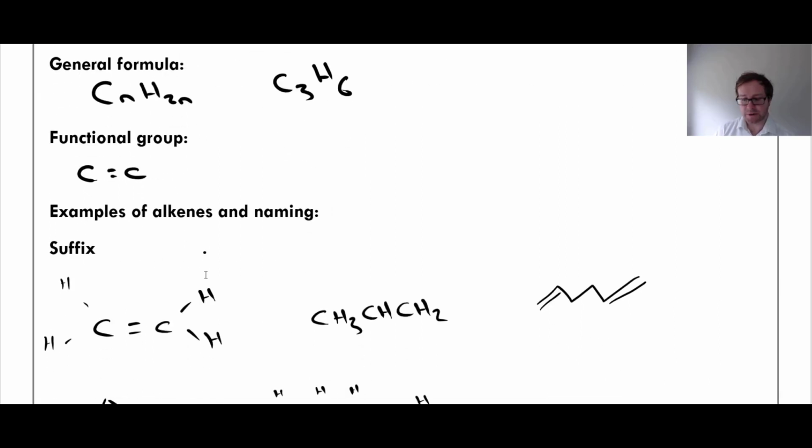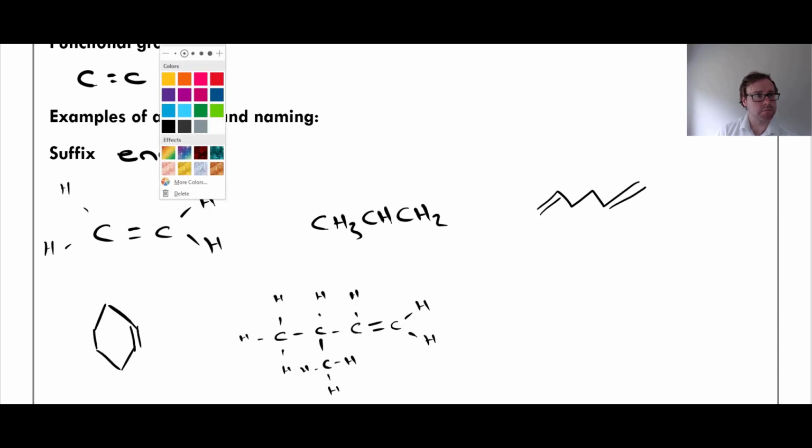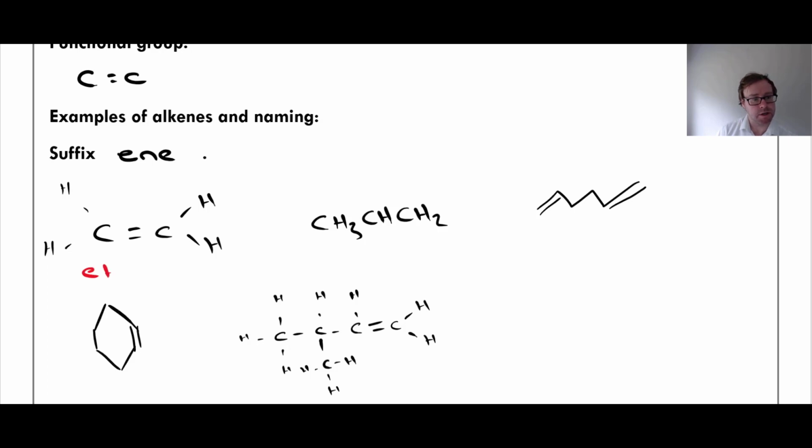Okay, some examples of alkenes and naming. The suffix, what it ends in, is -ene, and I'd like you to have a go at this. I've drawn some out for you, so see if you can name these. First one's pretty easy. 2 carbons, 1 double bond, so eth. We know the ending is -ene, so it must be ethene.